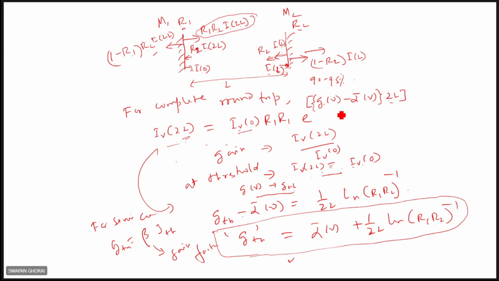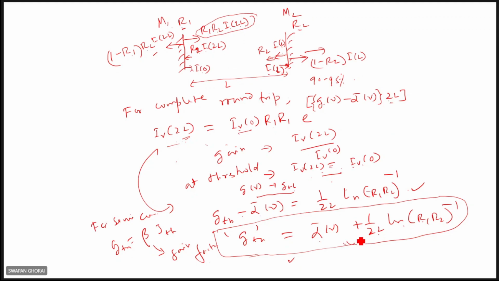You can see G and alpha bar, and if you take the log, it will be cancelled. So 1 by twice L will be there. This will be equal to 1 by twice L times log of R1 R2 to the power minus 1, because R1 R2 is on this side and this is 1. So G threshold will now be equal to alpha bar nu plus 1 by twice L log of R1 R2 to the power minus 1. That is actually the gain at threshold.